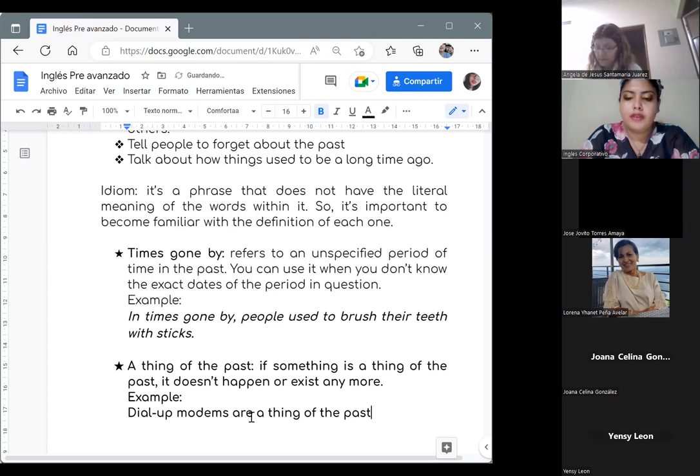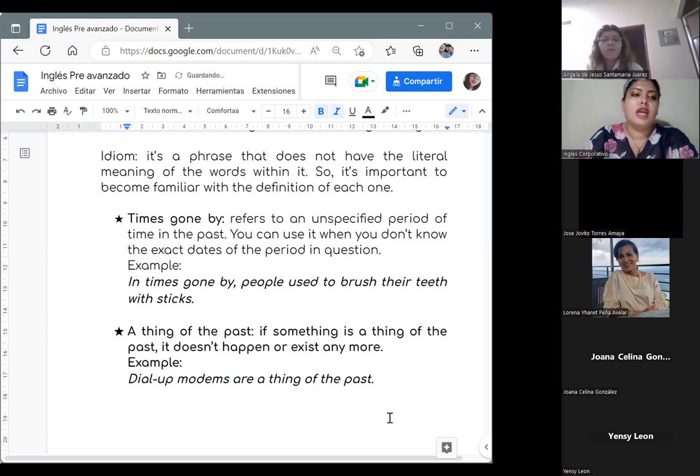So in this case, we can talk about things that existed in the past, but now we are no longer using them, like different kinds of cell phones, some kinds of computers, some models of TVs, some games. In this case, we can talk about games also. Or even subjects, clothes, music, all of the things that existed in the past and were very famous at the time, but now it is just a memory.